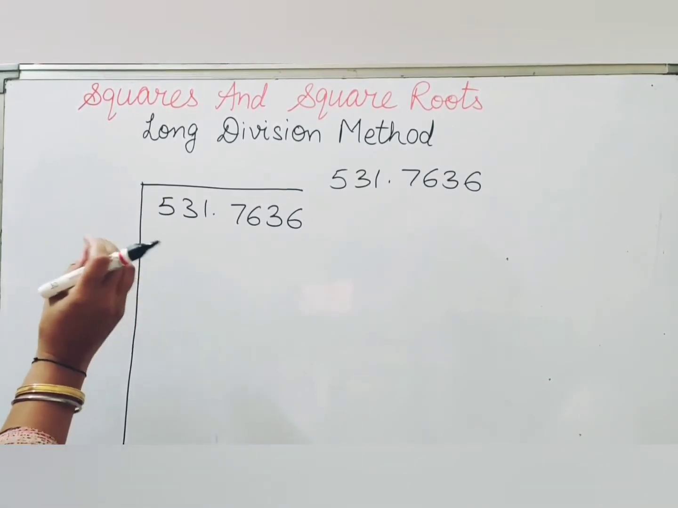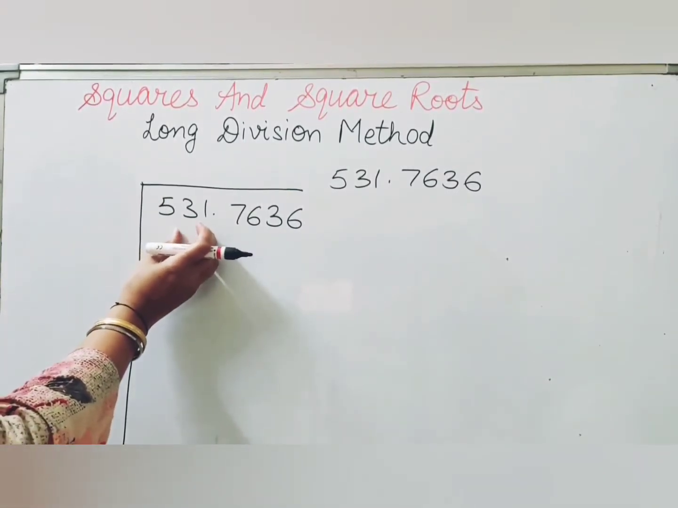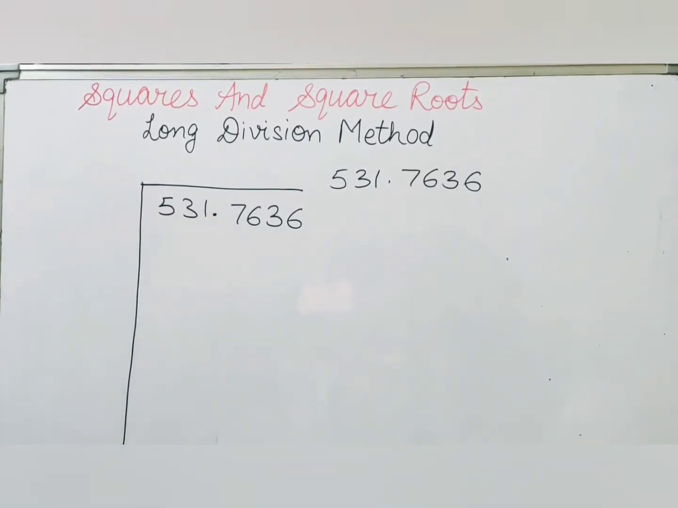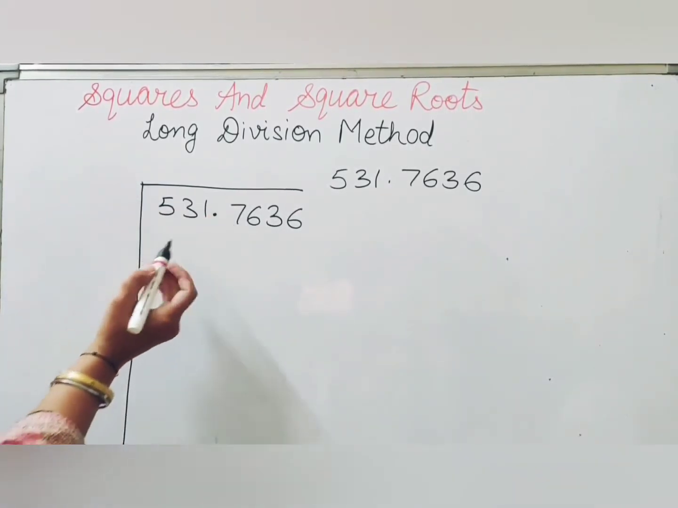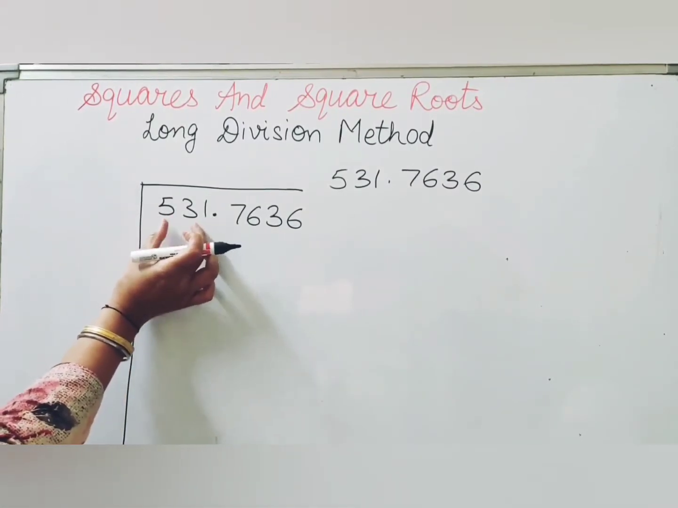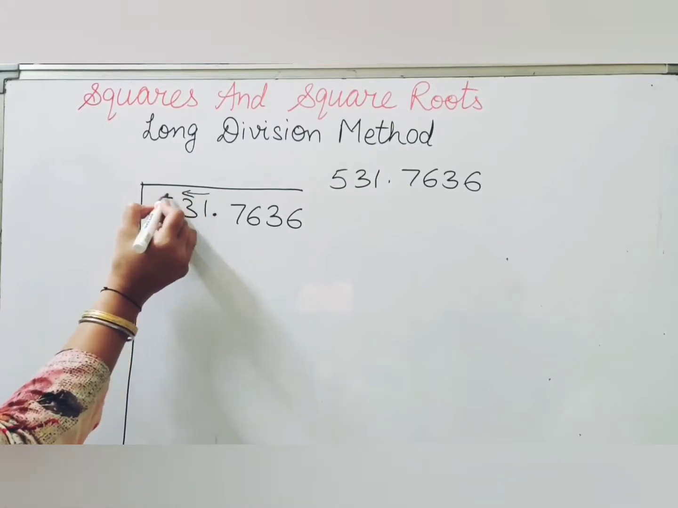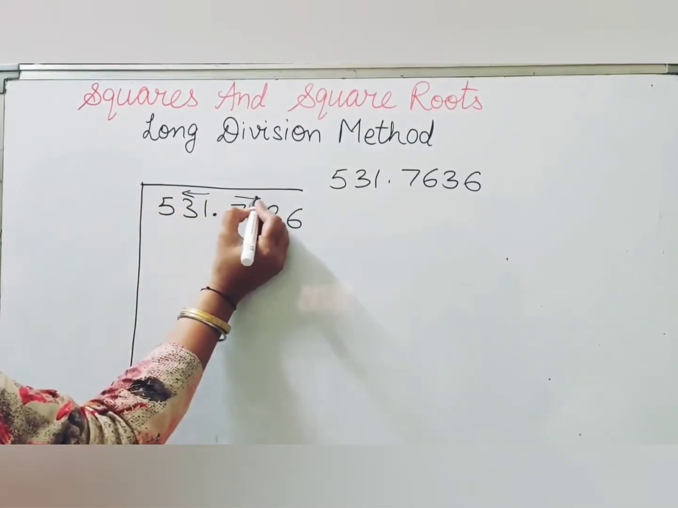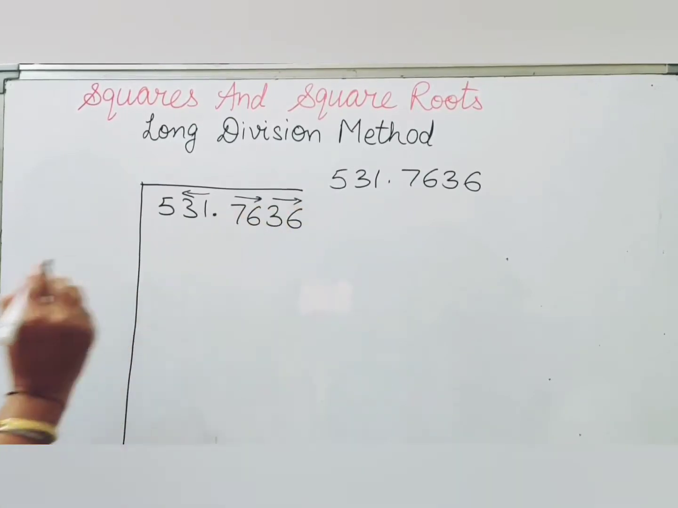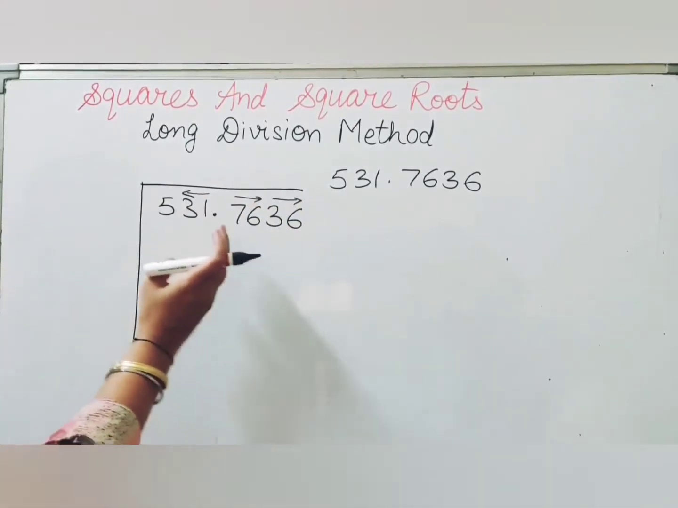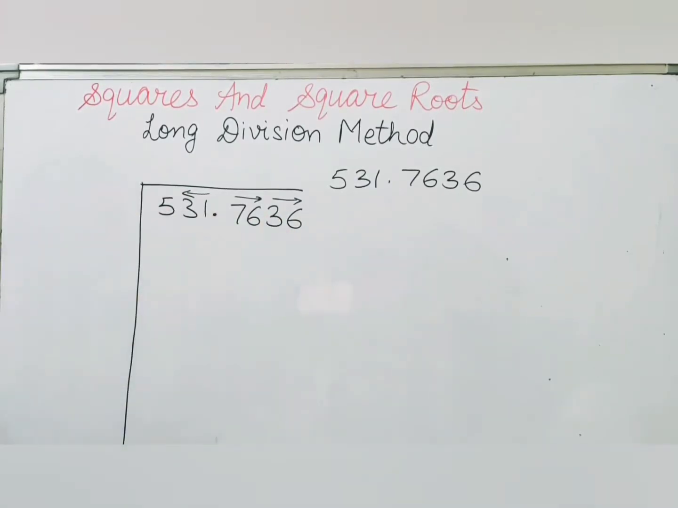So you know that we group the digits from right to left, but this is a decimal number, so we have to group the integral part, before the decimal, from right to left like this, and the decimal part from left to right like this. Better to put the arrows, then it would be more clear. After the decimal from left to right, and before the decimal from right to left.